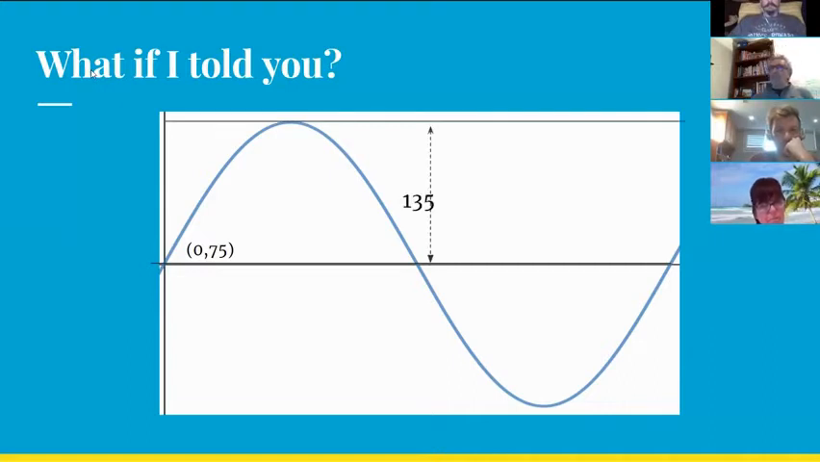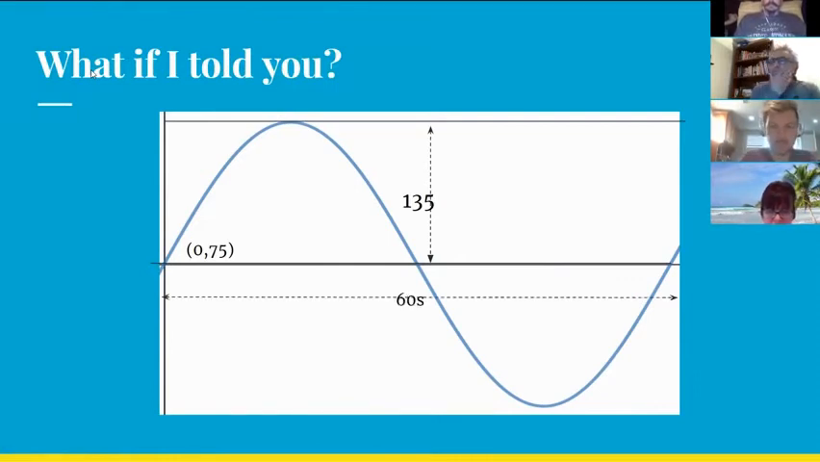Now, what if I told you that this measurement is 135? How would that change your equation? Now, what if I told you one more bit of information? What if I told you this? And just if it's not clear, I'm going to maybe give it away, but it's one cycle. So with these 3 bits of information, I need you to show me what your equation may look like.